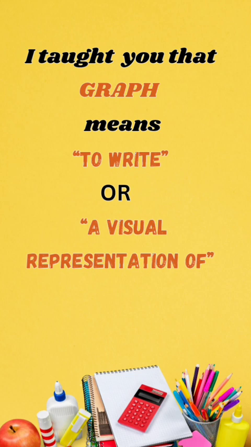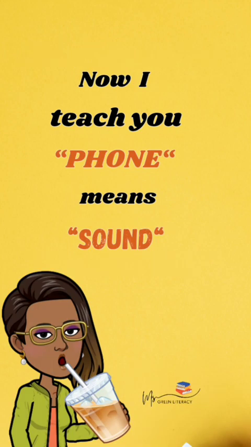In a previous video about digraph, we learned that the word graph means to write or a visual representation. But let us go with the definition to write. So while we keep in mind that graph means to write, I'm going to teach you the word phone. Phone does not mean telephone. In fact, it means sound. So again, the word phone means sound. If you see the word phone in a word, at the beginning or at the end, know it has something to do with sound. To demonstrate this further, I will make another video where I talk about telephone.